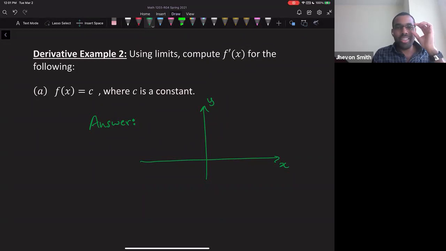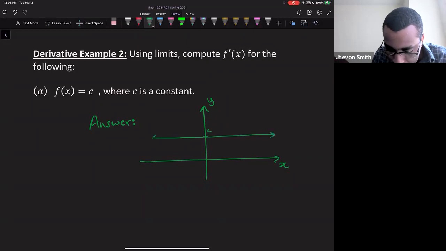Okay. Horizontal line going through the point. It's a horizontal line going through C, right? So let's say for whatever reason, C is like here. That's C. So you'd have just a horizontal line going through C. Now, what does the derivative mean? How would the derivative relate to this graph? What is the interpretation?